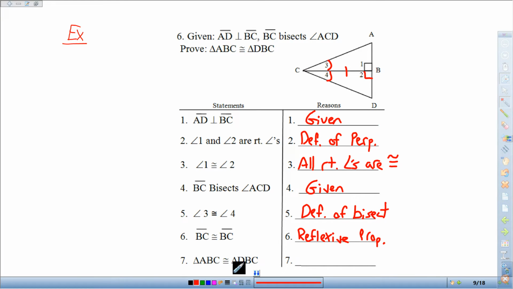Okay, last thing. Now we can finally say our triangles are congruent. The reason why? 2 angles and a side length in between. Angle, side, angle.